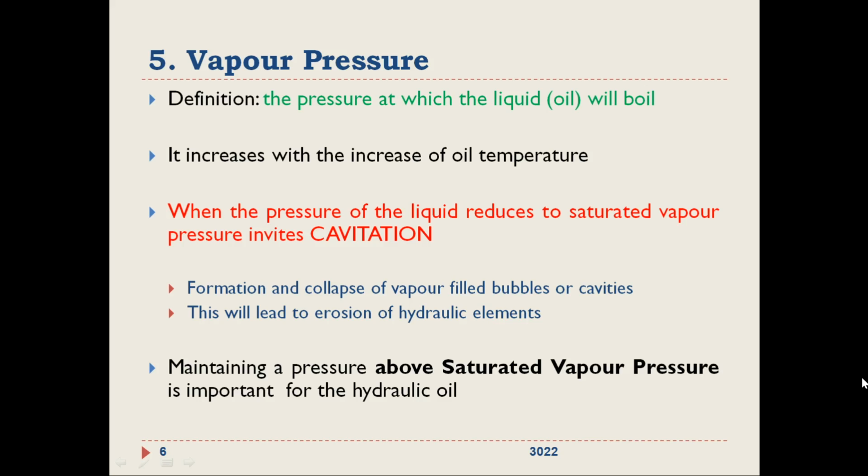Ultimately, the effect of cavitation is the erosion of hydraulic elements wherever it occurs. Cavitation in short is the formation of bubbles in a low pressure region and the bursting of these bubbles, causing very high pressure rise, erosion and damage, and very high noise in these hydraulic elements or components. To avoid that, we have to maintain a pressure well above the saturated vapor pressure. That is important to avoid cavitation.